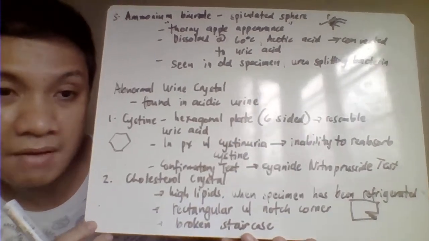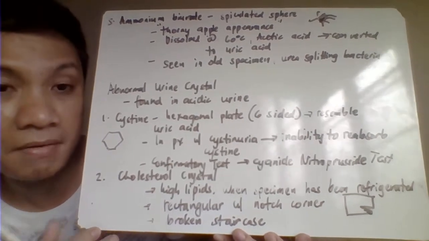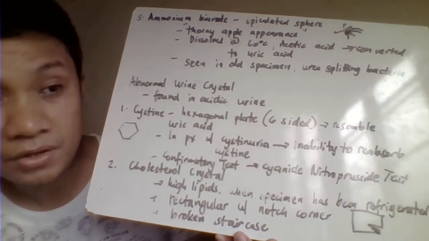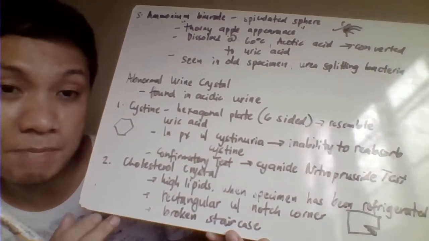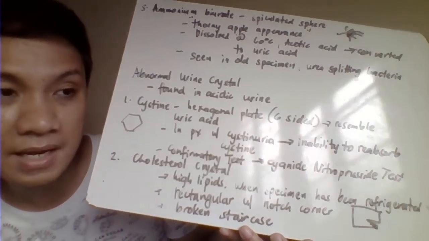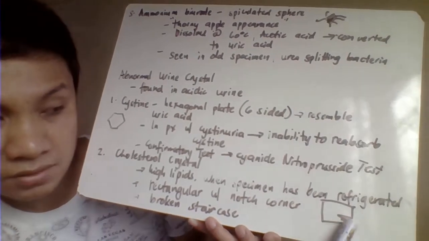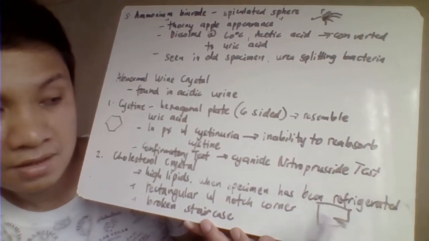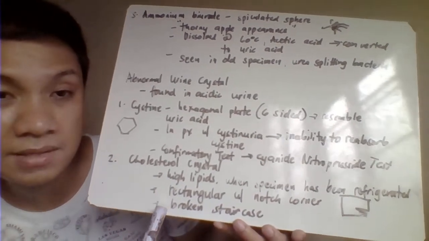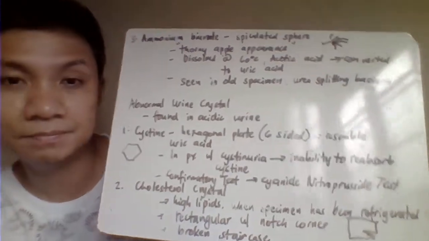Okay, the next one, we have here your cholesterol crystals. So this would be present here upon refrigeration of your specimen, in high lipid concentration of your urine sample, in the case of your mga lipiduria, nephrotic syndrome. So cholesterol crystals are characterized here as rhombic, square, rectangular with notched corners. So medyo ganyan din. Okay, or would have your characteristic na broken staircase, hagdan, parang ganon, na appearance.